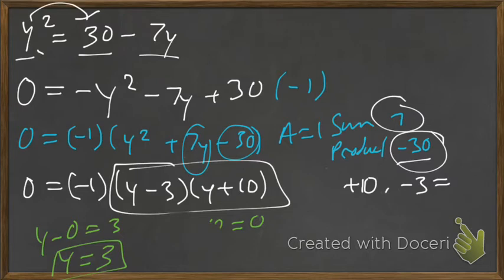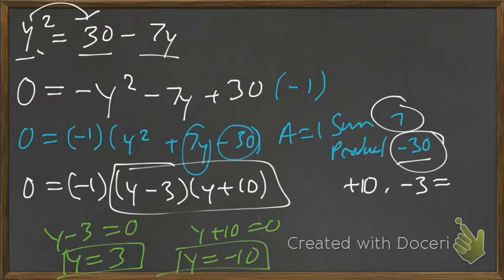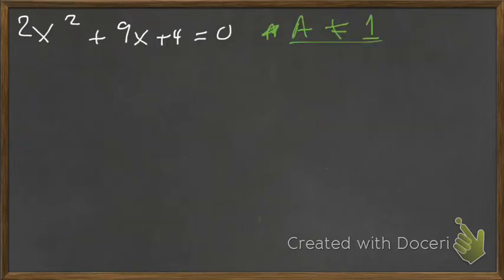Whoops. Sorry, I messed up that last one. Let me try that again. Y subtract 3 equals 0, y is equal to 3. And here we've got y plus 10 equaling 0, so y is equal to negative 10. And those are our values. That's going to be our solved equation. Those are the two options we end up with.